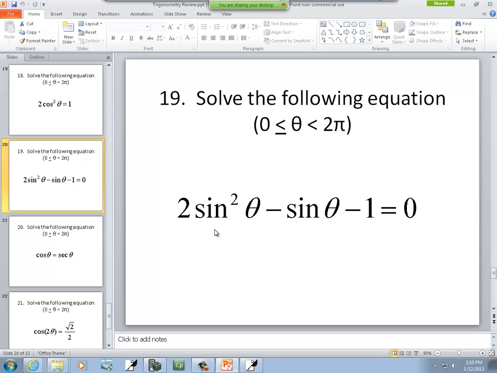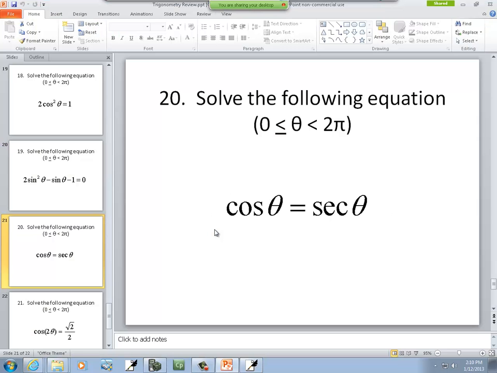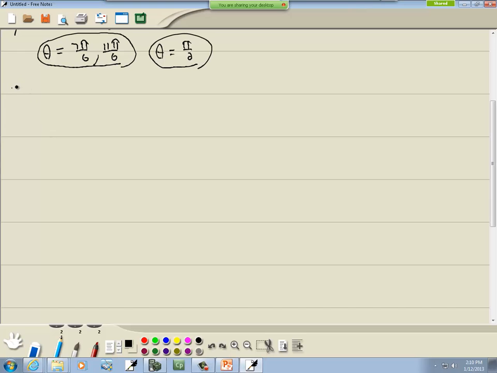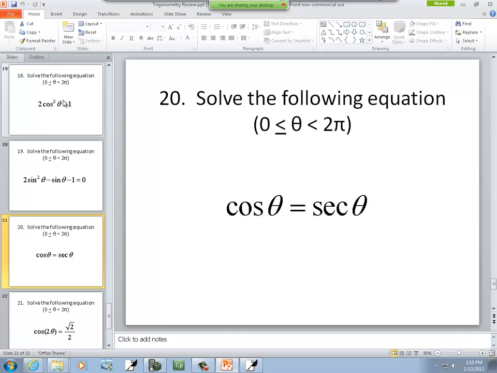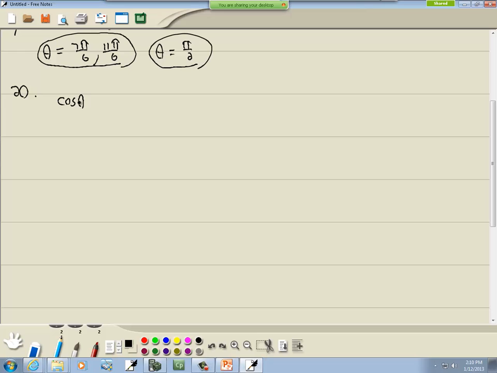And let's look at our next one. So we got cosine theta is equal to secant theta.